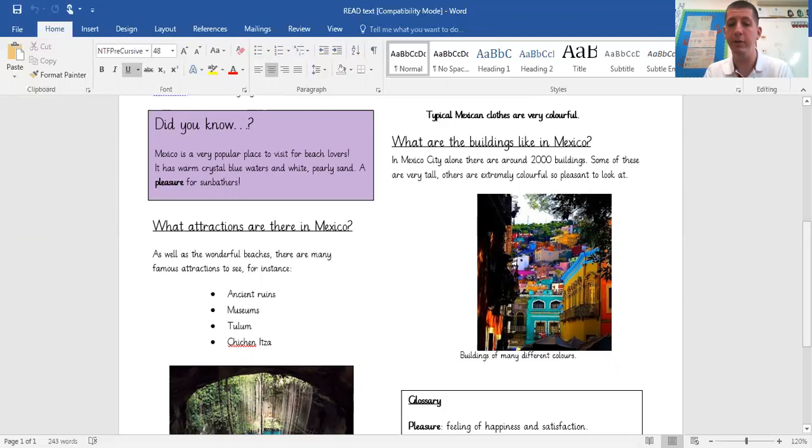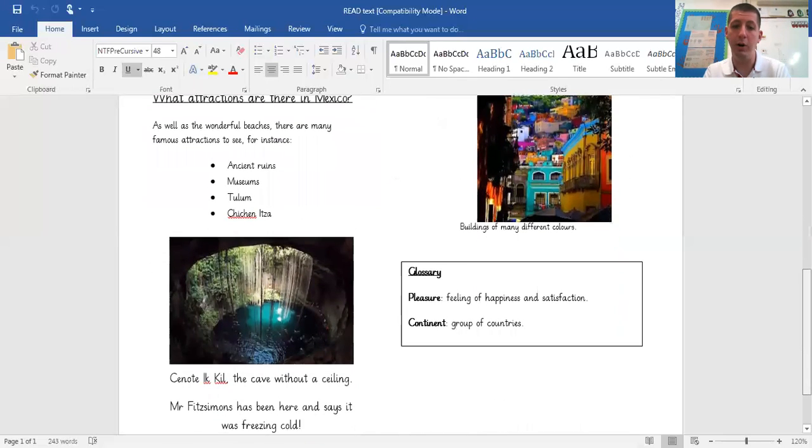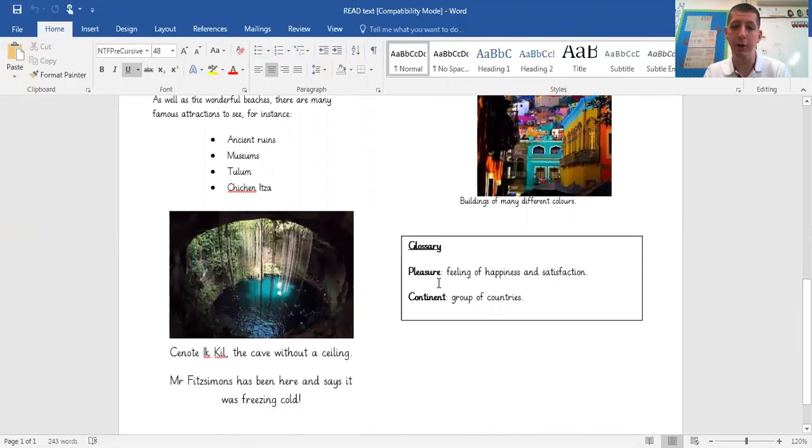On the right-hand side, the subheading says, what are the buildings like in Mexico? In Mexico City alone, there are around 2,000 buildings. Some of these are very tall, others are extremely colourful, so pleasant to look at. And then it says buildings of many different colours, and that's the caption underneath the picture there. Finally, we've got our glossary, which says pleasure, which is a feeling of happiness and satisfaction, and continent, which is a group of countries.